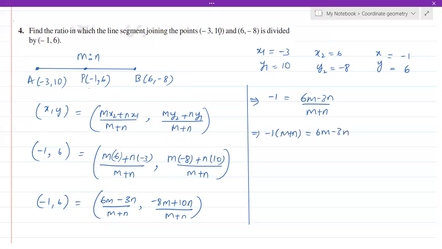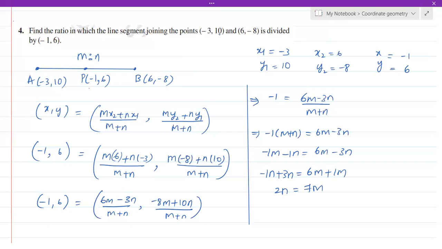Let's multiply. Minus 1 into m is minus 1m, minus 1 into n is minus 1n, equal to 6m minus 3n. I'll transpose m to the other side and n to the left hand side. So here you have minus 1n, and minus 3n from the RHS comes to the LHS so it becomes plus 3n, equal to 6m minus 1m to the other side, which becomes plus 1m. Therefore, if you simplify, minus 1 plus 3n gives you 2n, 6 plus 1 gives you 7m. So what we need is m by n, m is to n, isn't it?